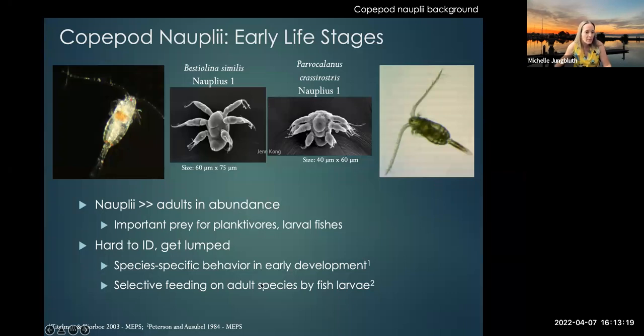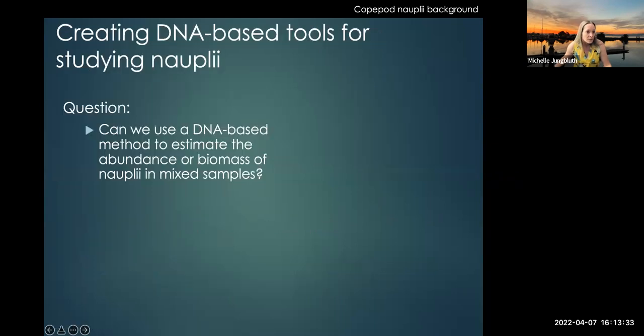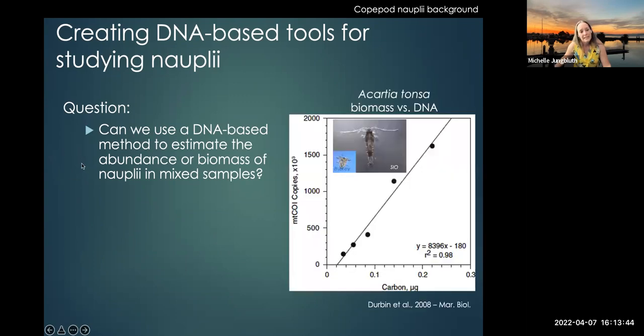We know that fish larvae show selective feeding on adult copepods, but because nauplii are so hard to identify, it's often hard to determine whether there's selective feeding on different nauplii species. So with my master's work, I set off on creating DNA-based tools for studying nauplii. And so I had the question of whether we could use a DNA-based method to estimate the abundance or biomass of nauplii in mixed field samples.